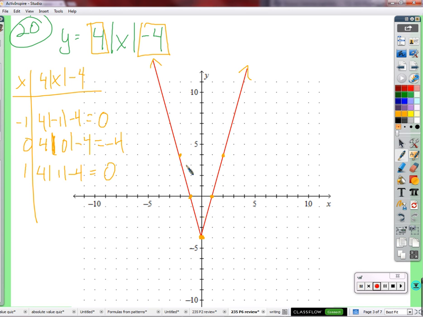Isn't that just basically the slope? Kind of, yes. If you're looking at the right side of the graph always, then yes. This has a slope of positive 4. On the other side, what's the slope? Negative 4. So we get the positive, the negative.